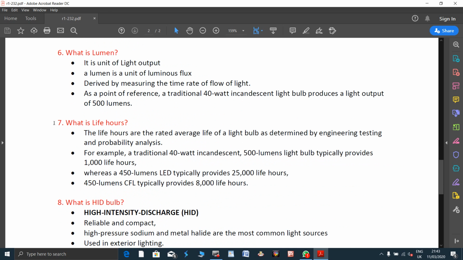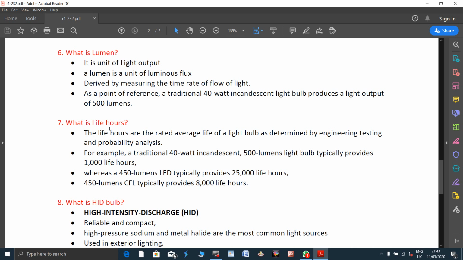Next, when we are interested in purchasing light bulbs, we are also bothered about the lifespan of the bulb or any light device. So this is what is termed as life hours. The life hours are defined as the average life. This is by probability. It's not exactly what is stated. You get the same, but it is probable.